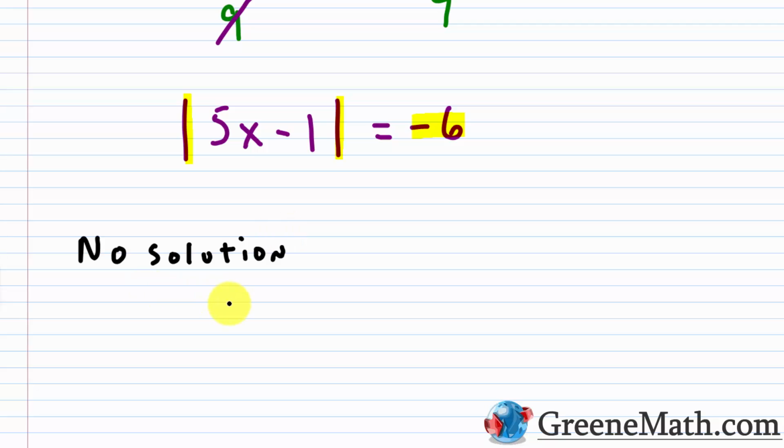This is what I always do. I just write no solution. A lot of textbooks, again, will use the symbol for the null or empty set, which looks like this. That's fine, too, if you want to write that. It's basically anything you want to do.